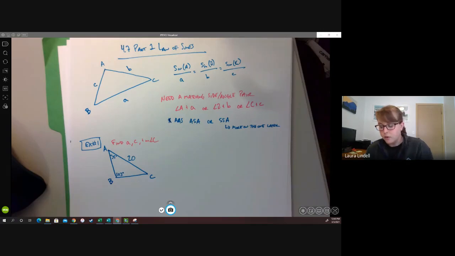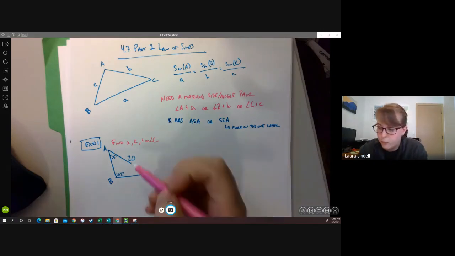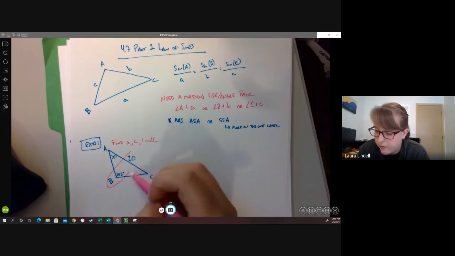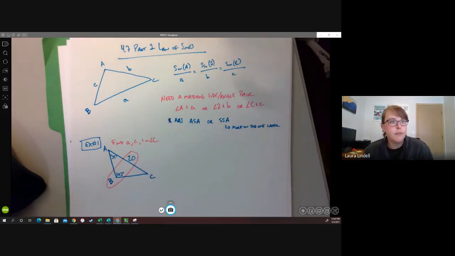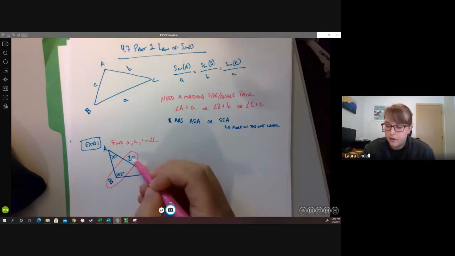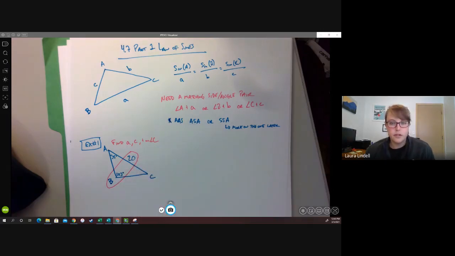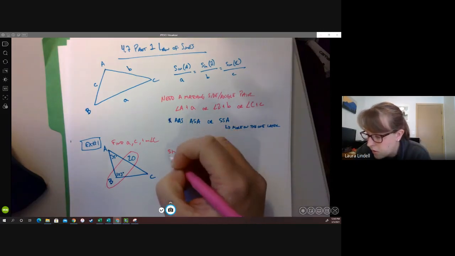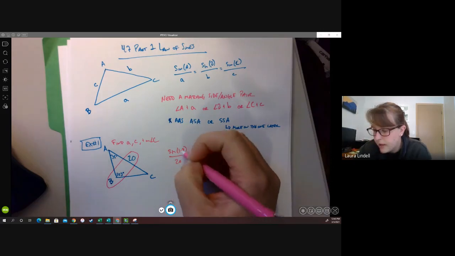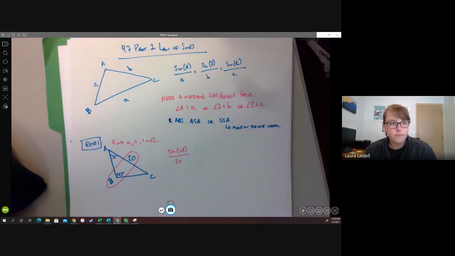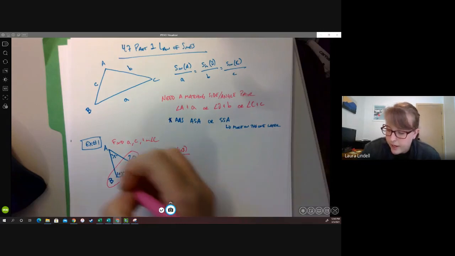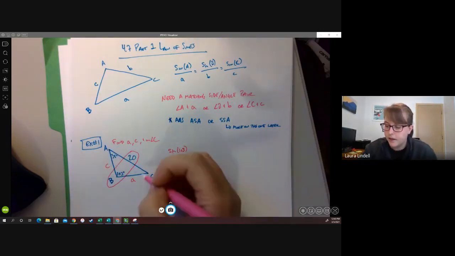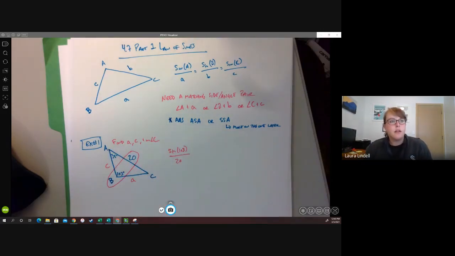Okay, so first thing we need to notice, we can use the law of sines because we do have one matching angle-side pair where the angle and the side are across from each other. So we're good to go there. The first thing I would set up is sine of 103 over 20. We're going to be using that ratio. And we need to find A and C and angle C. So let's start with finding side length A.